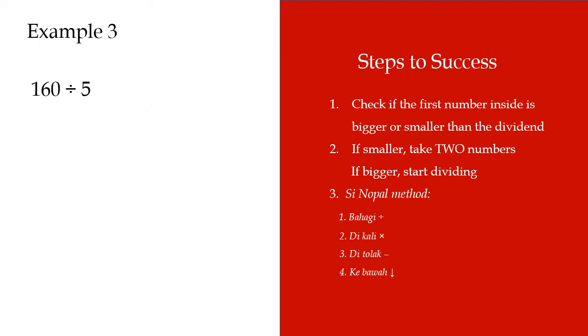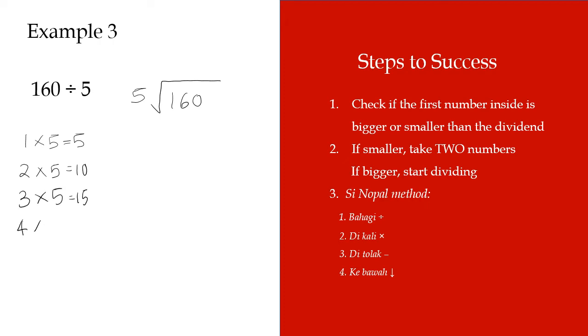Our last example for today, 160 divided by 5. As usual, write down your long division and put in the bigger number inside, and the dividend is 5. It helps if you have your timetable 5 chart on the side. So that's 2 times 5 gives us 10. 3 times 5 is 15. 4 times 5 is 20. 5 times 5 is 25. I think that should do it.